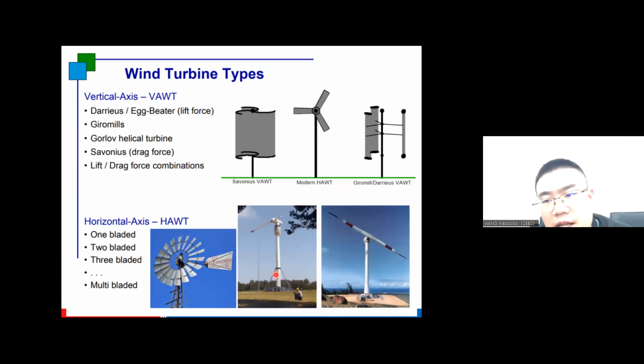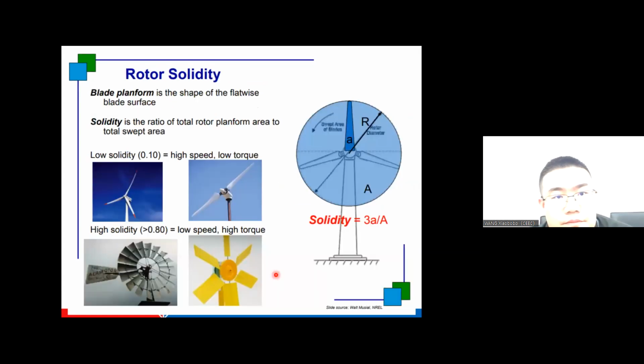They are not very conventional, and they cannot develop as very large wind power plants due to their physical limitation. And the rotor solidity, the blade platform is the shape of the flat-wise blade surface. This is the mainstream of the wind power generation plant. We can see that the solidity is the ratio of the total rotor platform area to the total swept area. We can see the solidity. This is the minor a, and this is R, and the big A. We can have this calculation.